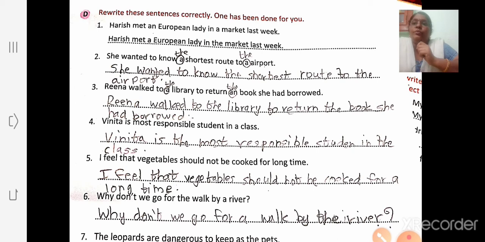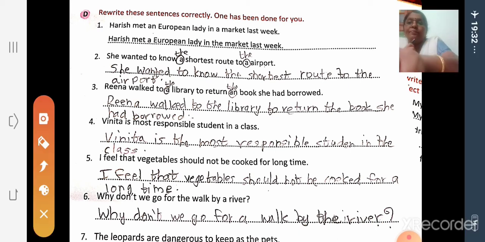Then she wanted to know a shortest route to a airport. There she wanted to know the shortest. സൂപ്പർലേറ്റീവ് ഡിഗ്രിയുടെ മുന്നിൽ നമ്മൾ ദ ചേർക്കുള്ളൂ. The shortest route to the airport. Then Reena walked to a library to return an book she had borrowed. So there also wrong articles are used. Reena walked to the library to return the book she had borrowed.